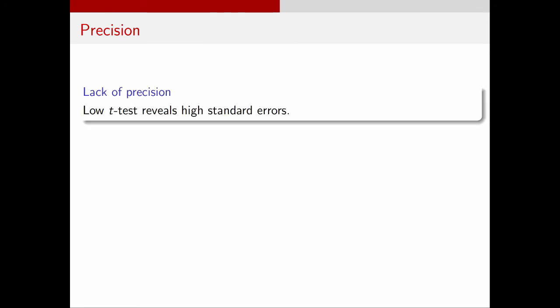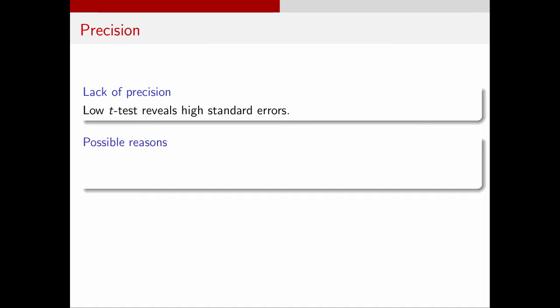Now, if it is not sufficient, if you still have an issue of precision, what do you do? Again, the low t-test is due to the fact that we have high standard errors. What is the cause of these high standard errors? Well, there are several possible reasons. One is that you have an insufficient amount of data. Another possibility is that the variability of the data is insufficient. For example, if the travel time is exactly the same for all individuals in the sample, there will be no way to estimate a travel time coefficient.